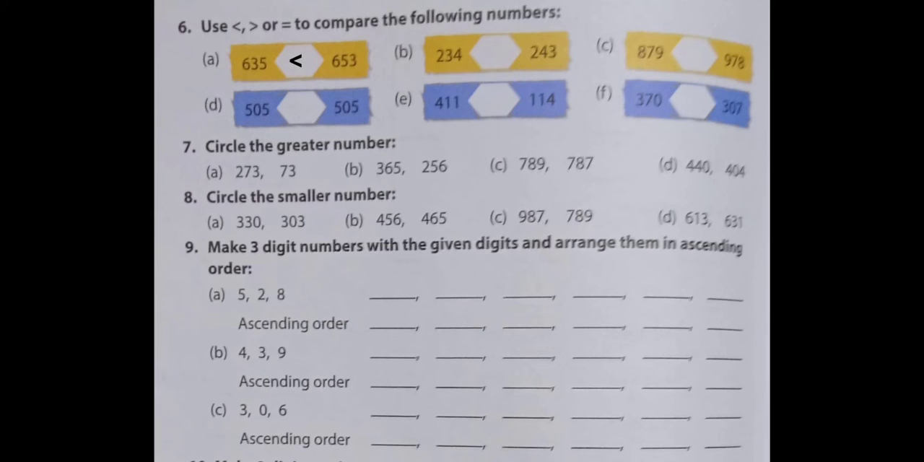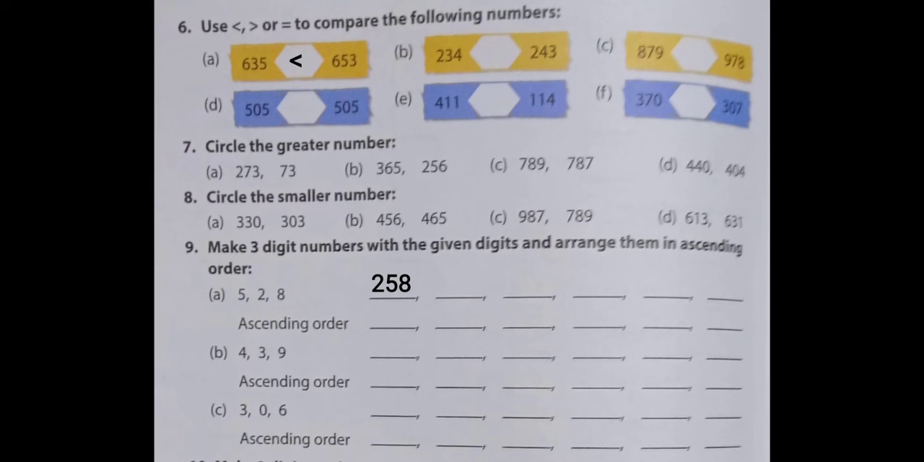Question number 9 is make 3-digit numbers with the given digits and arrange them in ascending order. Now in A part, see, there are 3 digits given. They are the digits because we are having comma between them. They are not the numbers. Yes, so they are the digit, that is 5, 2 and 8. Now out of 5, 2 and 8, we will make numbers.